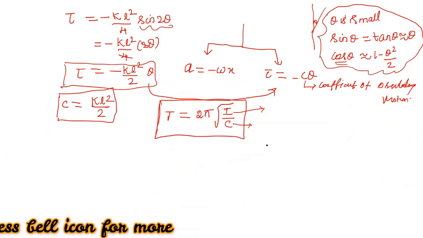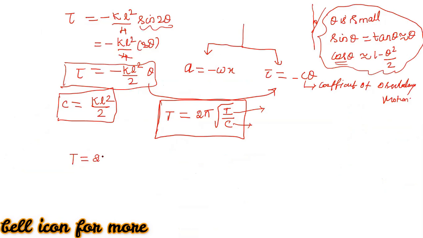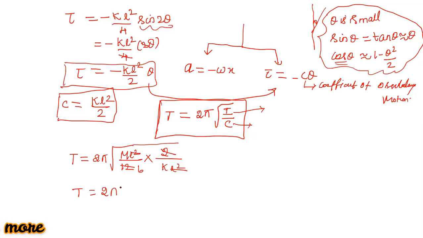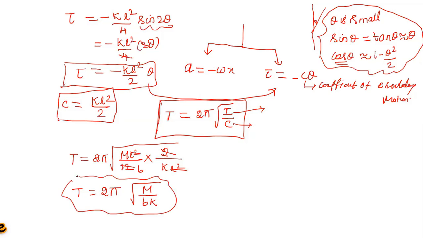So we know the I value and the C value. Just apply the time period T equal to 2 pi root over ml square by 12 divided by C, and C is kL square by 2. So L square will get cancelled, the 2 will get cancelled, and we get 6. So we get T equal to 2 pi root over m by 6k, right? So this is the time period. We know the relation between time period and frequency.